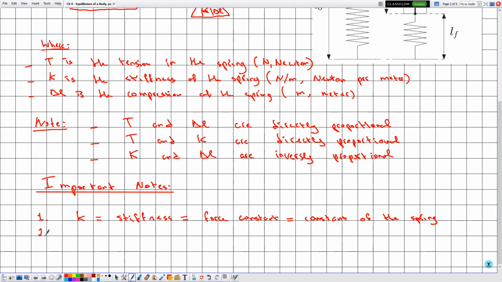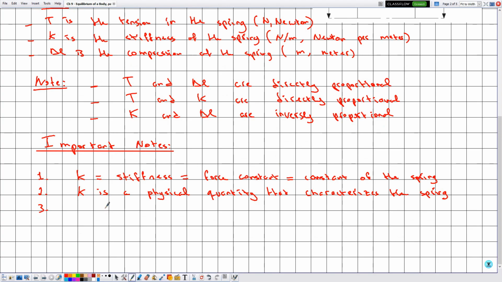Now the second important note is to mention that K is a physical quantity that characterizes the spring, so each spring will be characterized by a certain value of K.